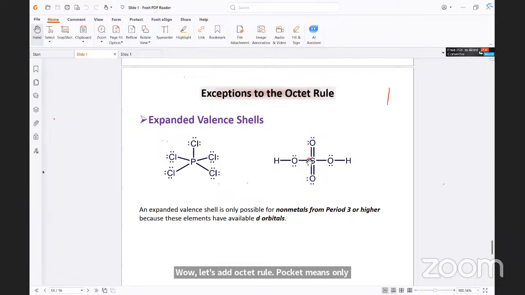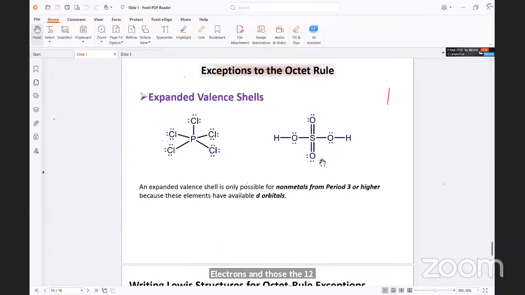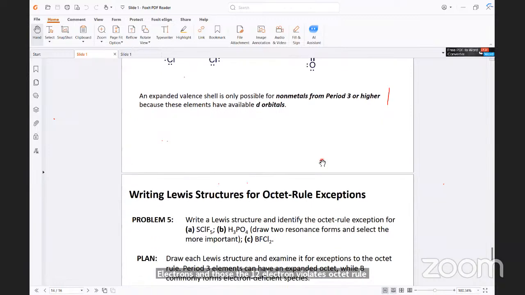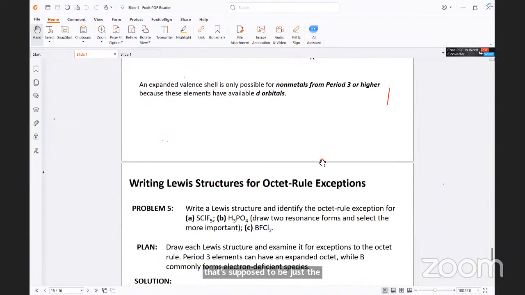Also, look at this sulfur. You will see that it has 6 bonds: 1, 2, 3, 4, 5, 6. Those 6 bonds will translate to 12 electrons. And the 12 electrons violate the octet rule. It's supposed to be just 8.